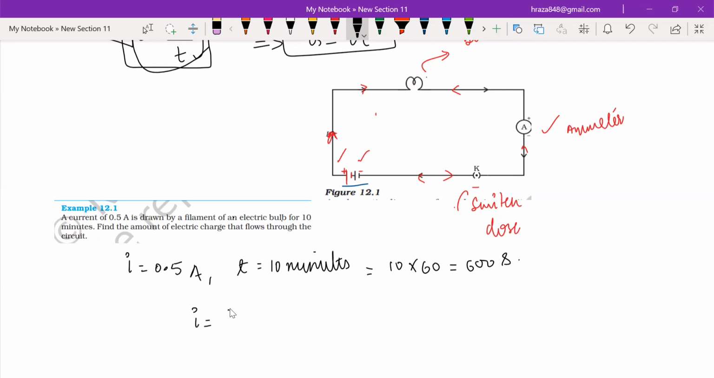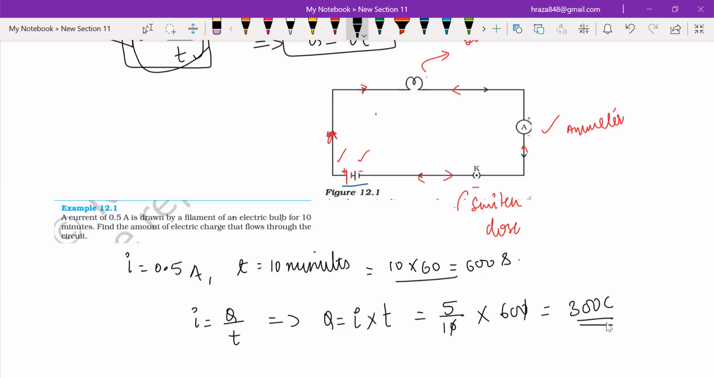I is equal to Q by T. Sir, the answer is 300. Okay. I is equal to Q by T, so Q will be equal to I into T. I is 0.5 ampere, so we can write 5 by 10 ampere into 600. So it will be 300 coulomb. Is that clear? Yes, sir.